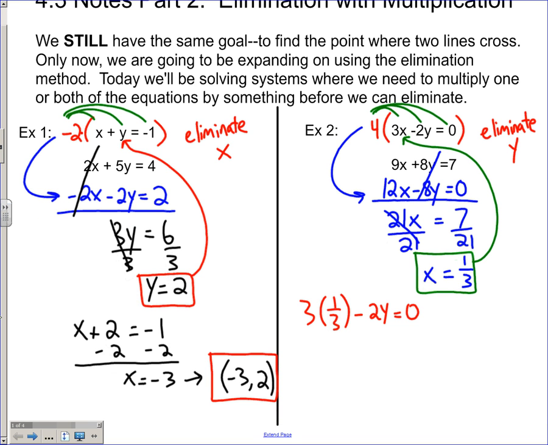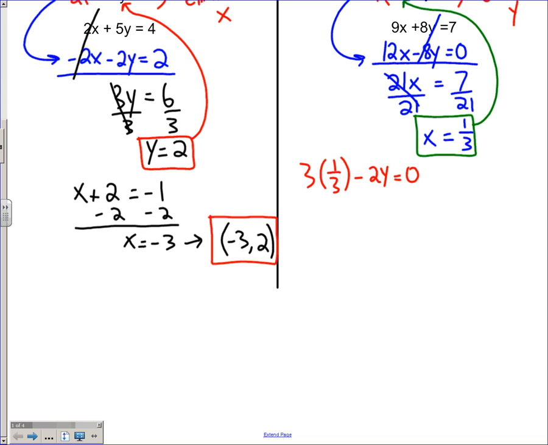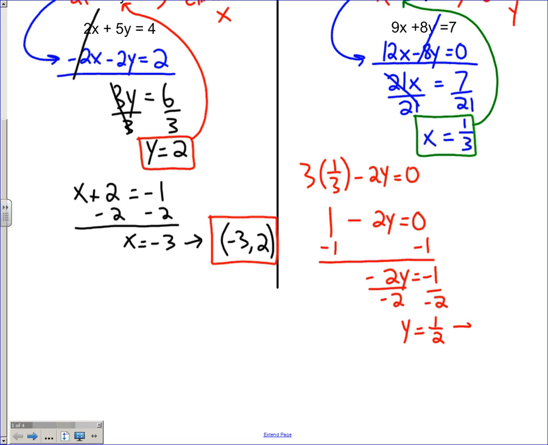3 times 1/3 is just going to give us 1 minus 2y equals 0. We can subtract 1 on both sides. We get -2y equals -1, and we can divide both sides by -2 to get y alone. So we get y equals negative divided by negative is going to make a positive 1/2. So our final solution is 1/3, comma 1/2. Okay, so not too bad.